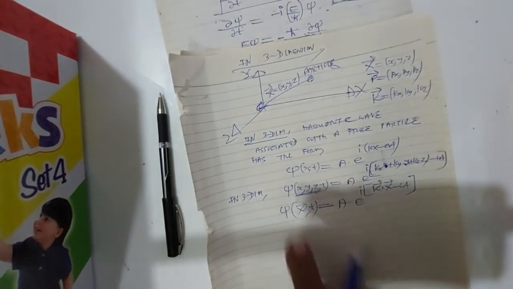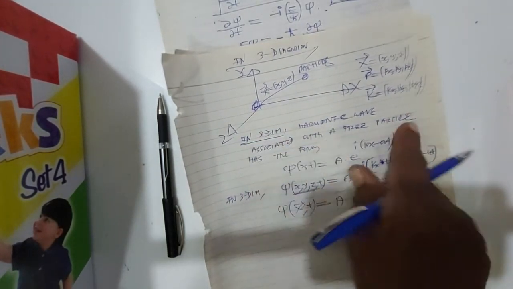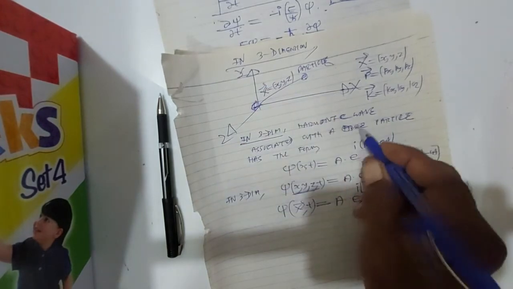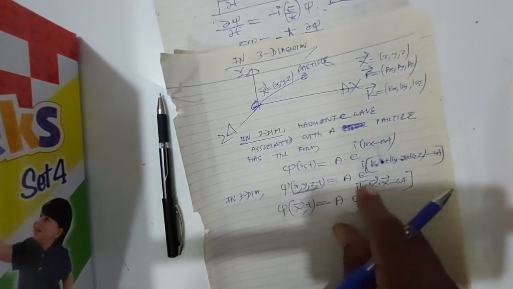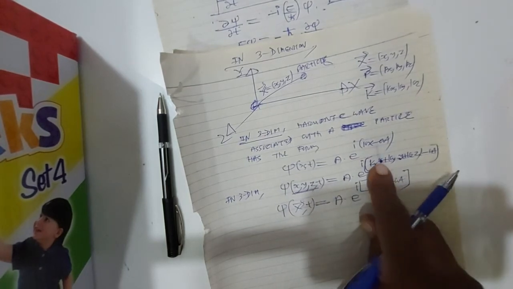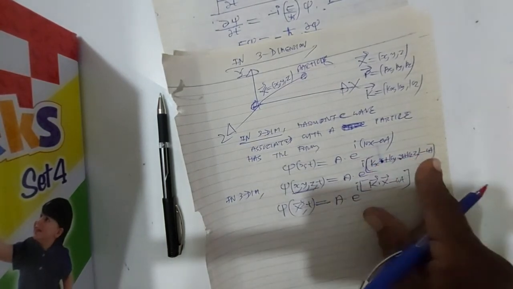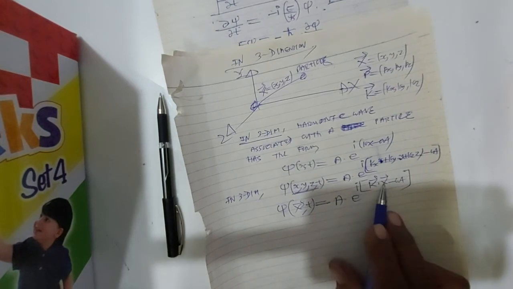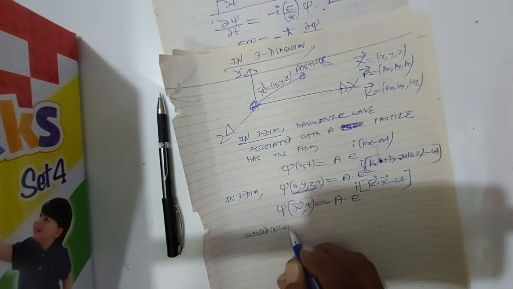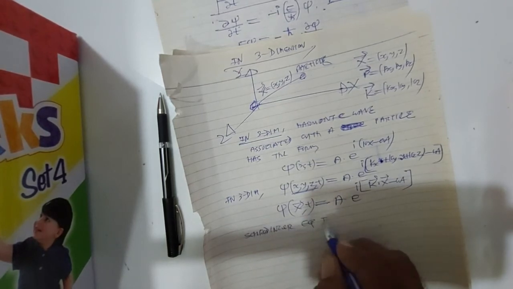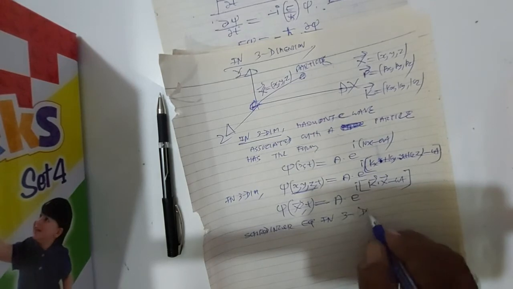Okay. So in 3 dimension, the harmonic wave associated with a free particle has the form A e raised to i. Instead of kx, we have 3 terms, kx into x plus ky into y plus kz into z minus omega t. So A e raised to i(k dot x minus omega t). And now the Schrodinger equation in 3 dimension.